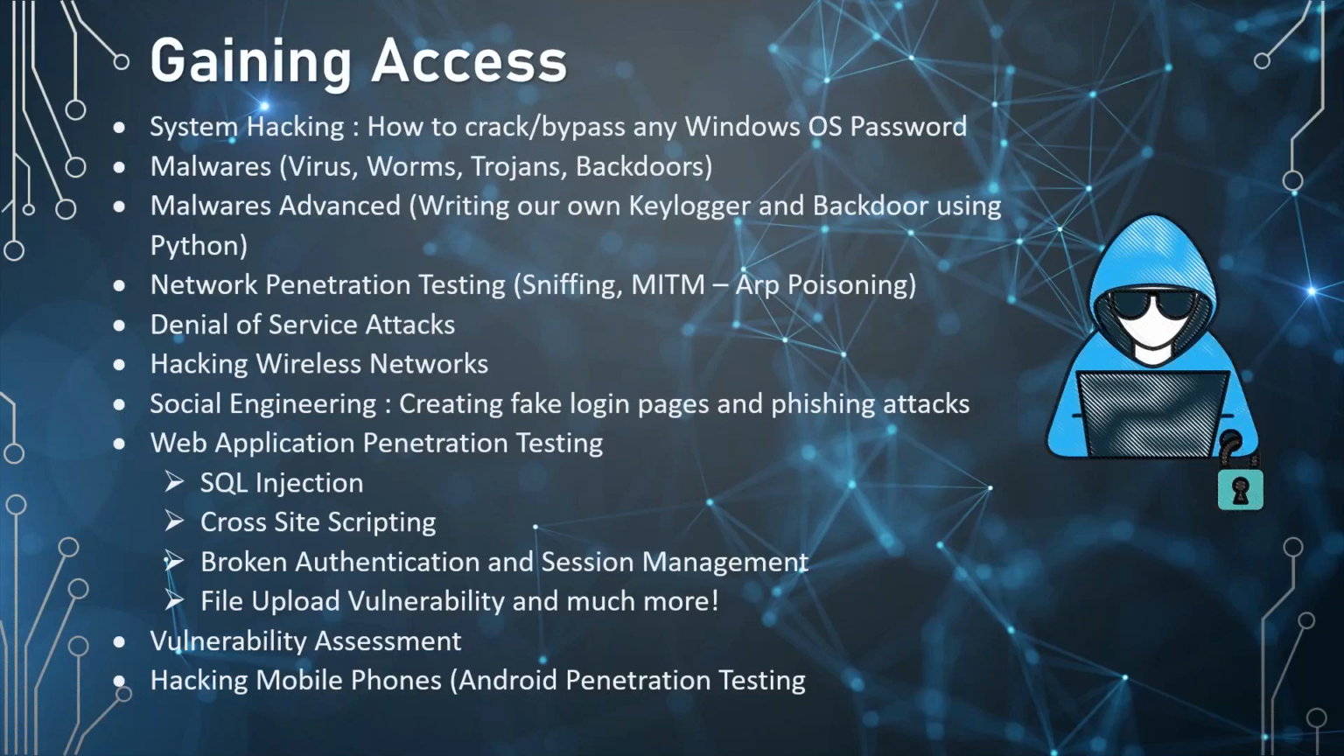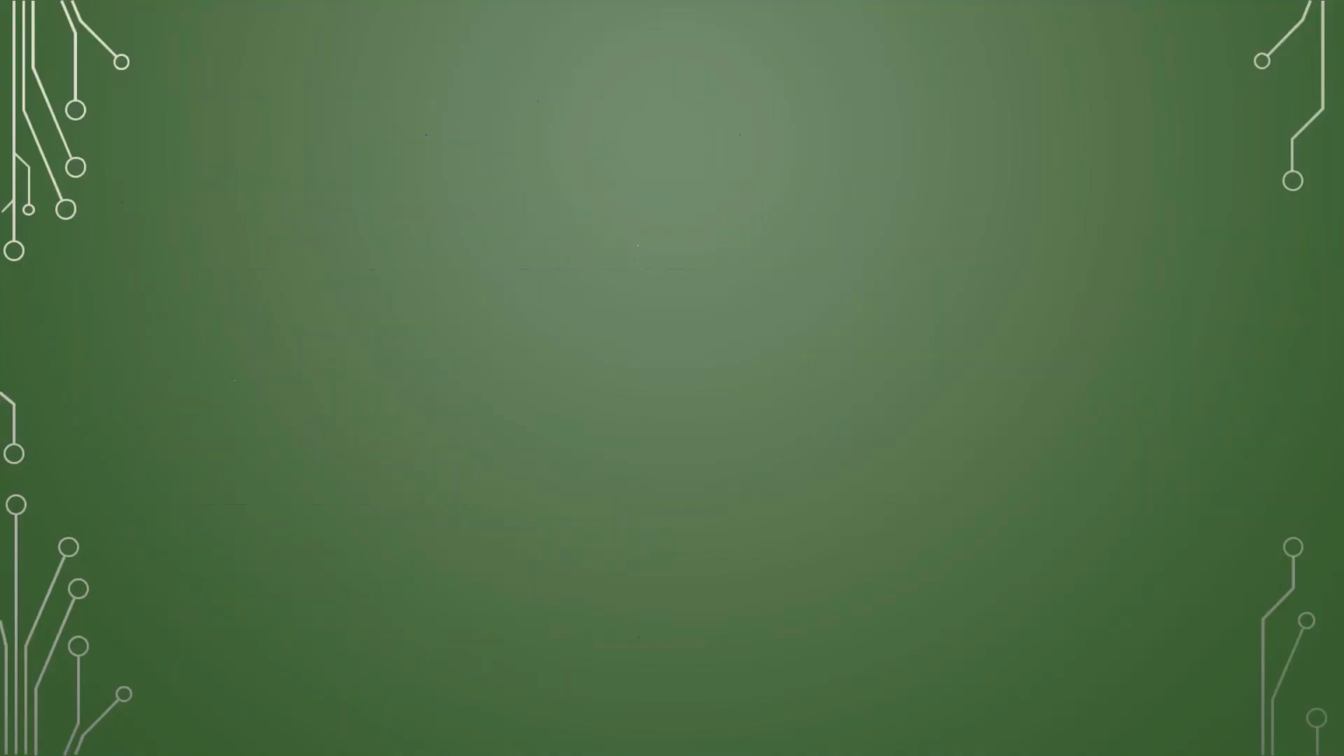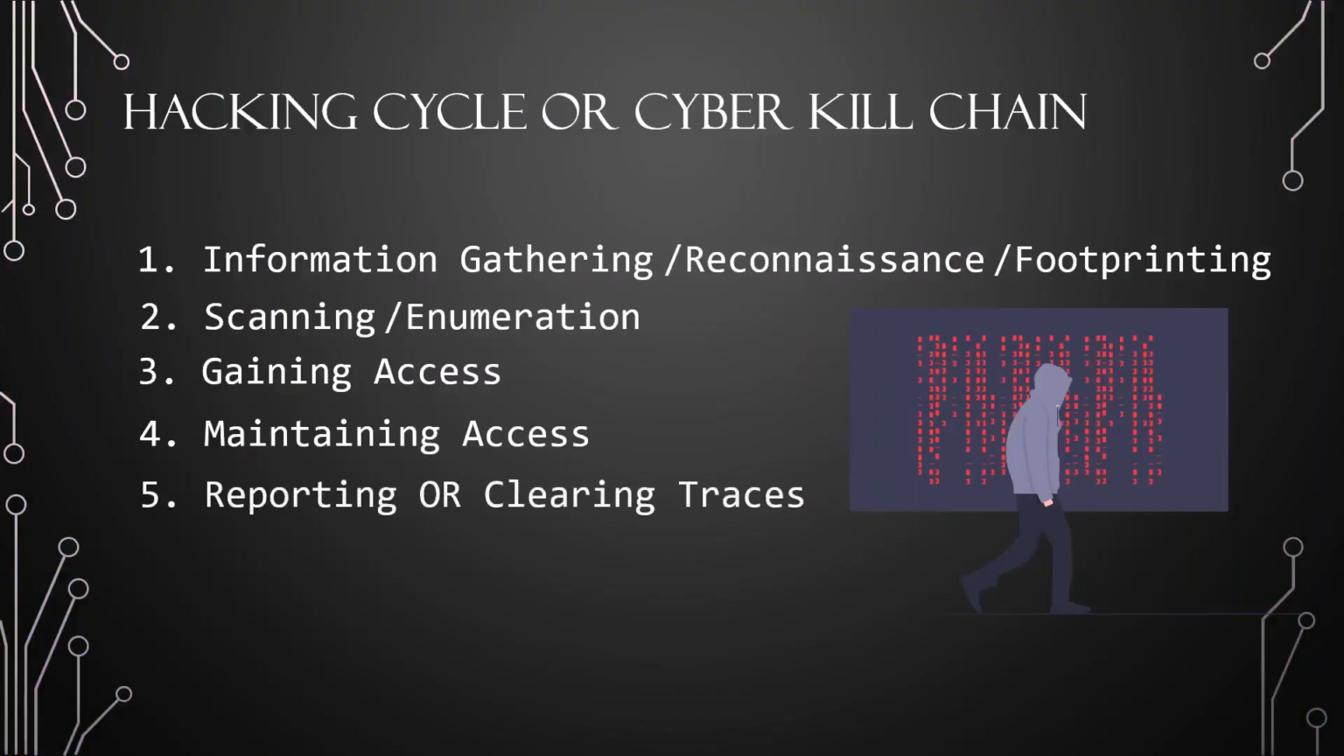Once all this is done, guys, there are two small topics left, which are maintaining access and reporting or clearing traces. In maintaining access, we learn how to maintain persistent connections. Persistent connections in the sense that if the user restarts his device, how do you still maintain a connection with him? And then finally, there's reporting or clearing traces, where we learn how to generate a report in the end.